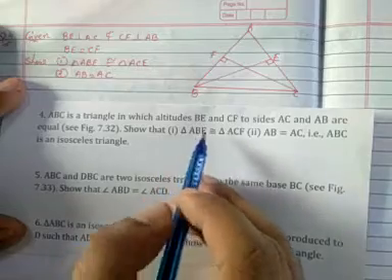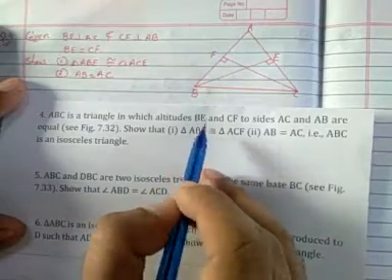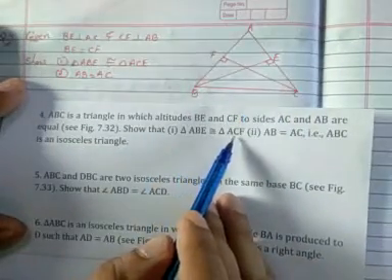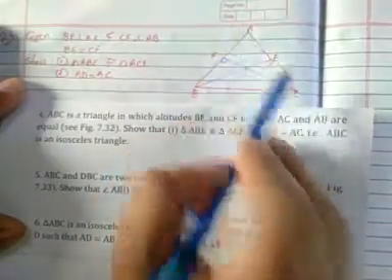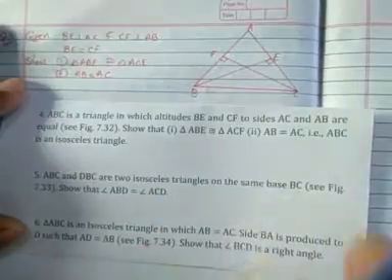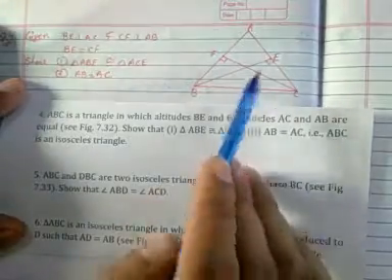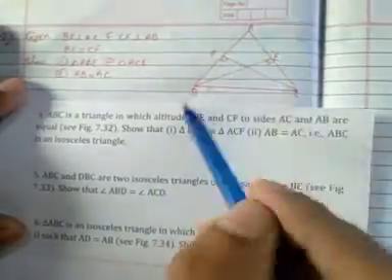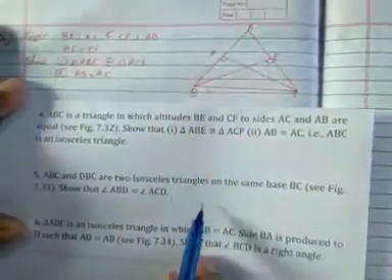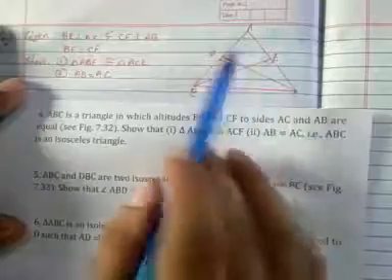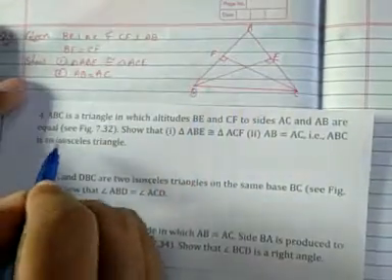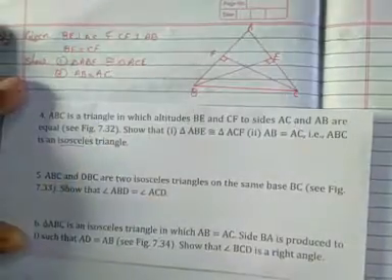Then we need to show that triangle ABE and triangle ACF both are congruent, and AB is equal to AC. Therefore, we need to show that this triangle is our isosceles triangle.